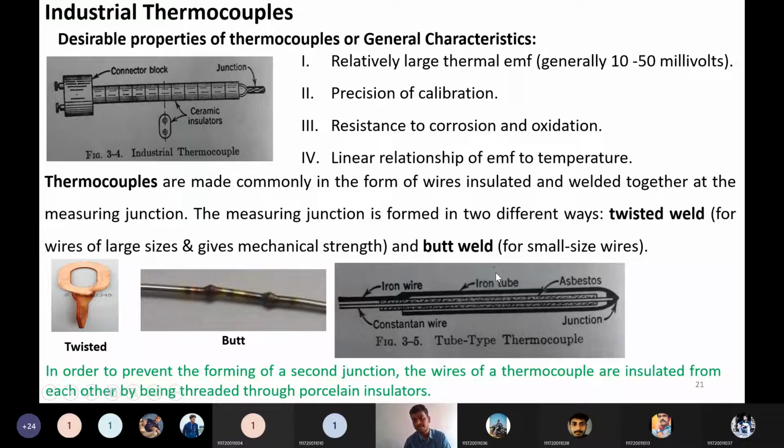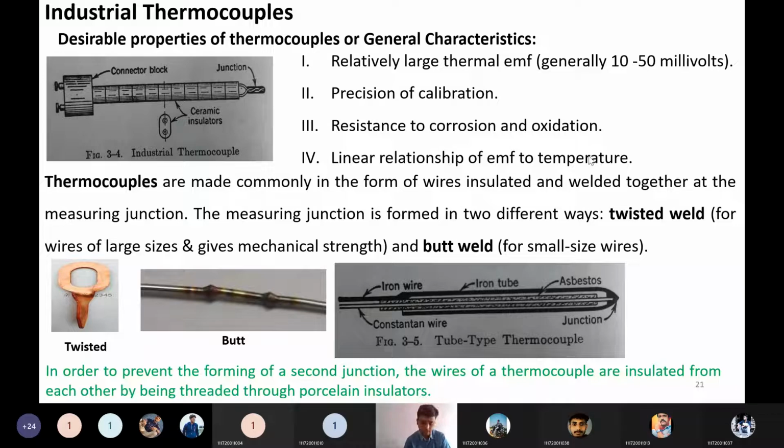So it will increase the lag, and the temperature going from top to bottom will take a much longer time. That will be taking a much time. That's why, to avoid that particular delay in the response, we can use this type of iron constantan thermocouple in the tube type of structure.